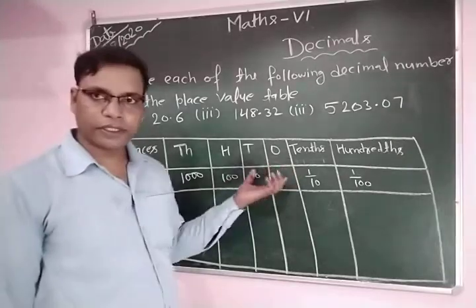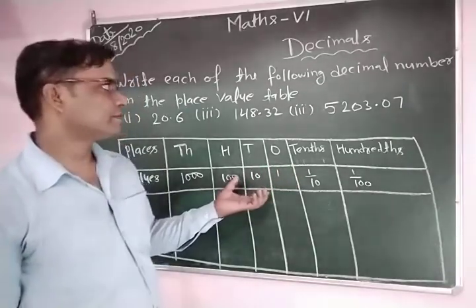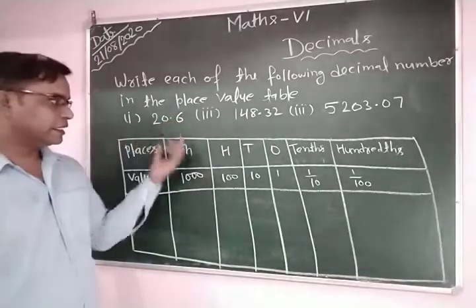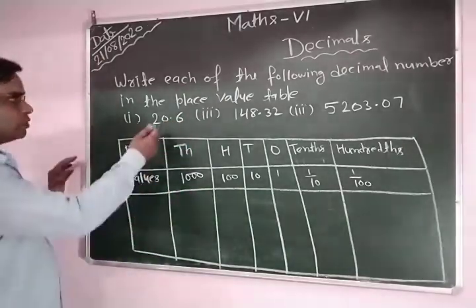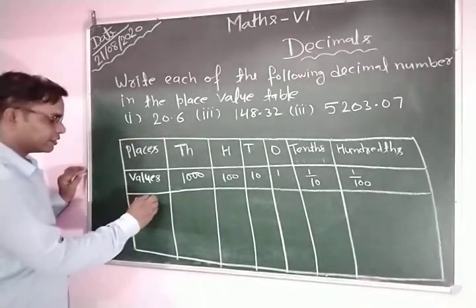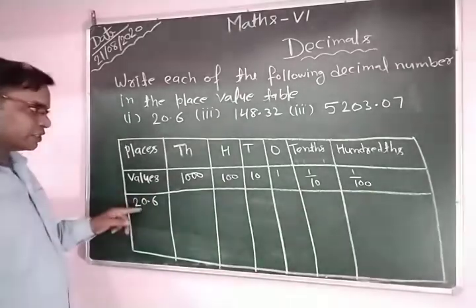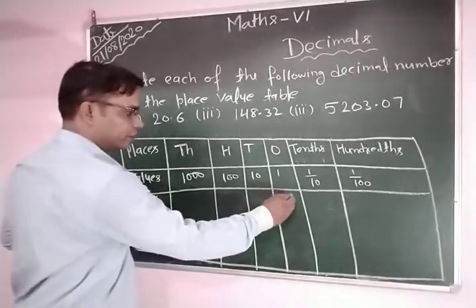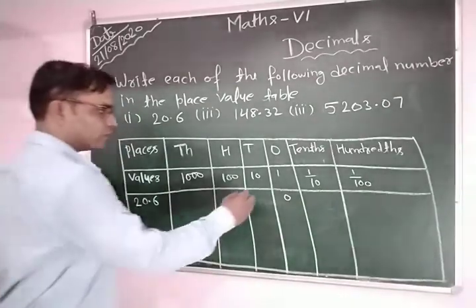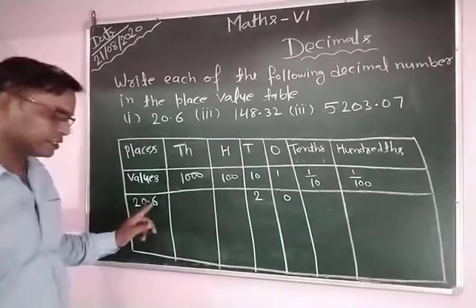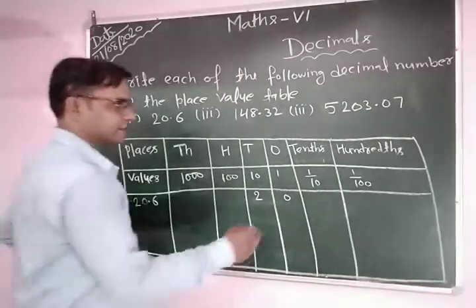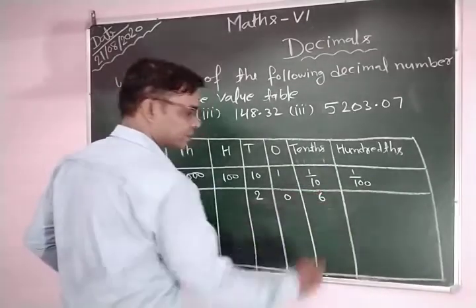So I hope all of you understood. This is the place value table. Now we write the values in these tables. The first value is 20.6. In the ones place is 0, so you write 0 here. This is the tens place, 2 is in the tens place, so you write 2 here. After the decimal, 6 is in the tenths place, so you write 6 here. Clear?